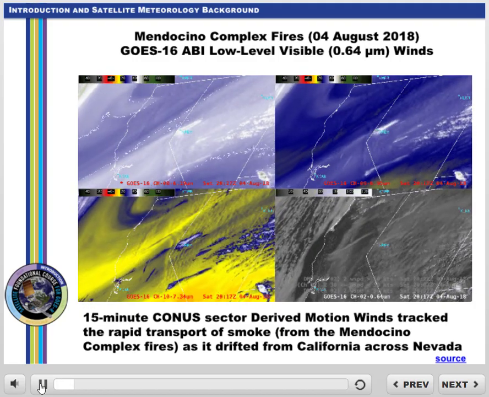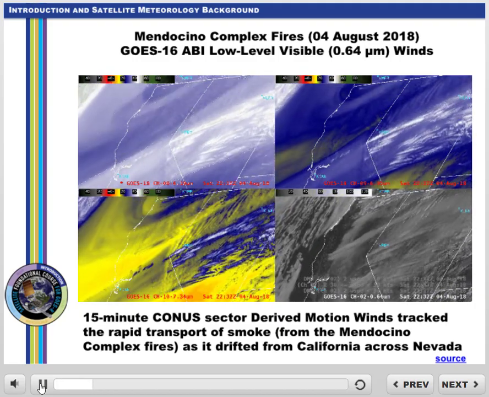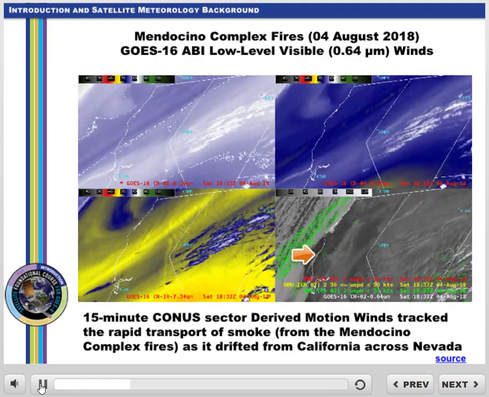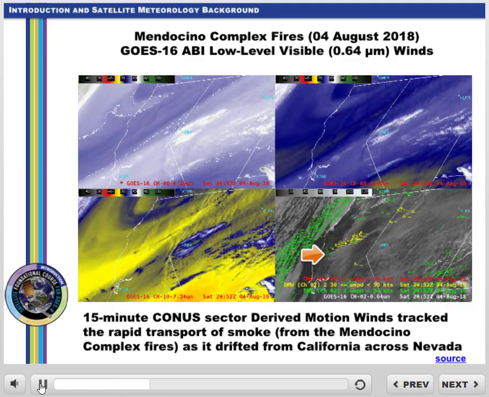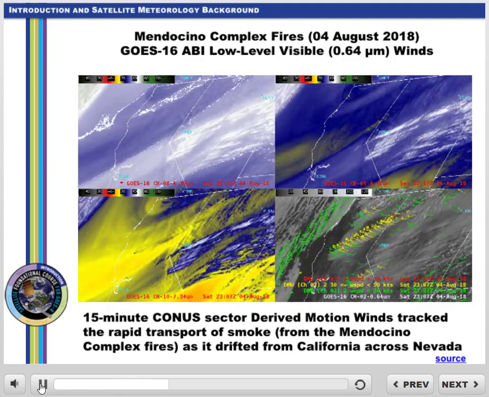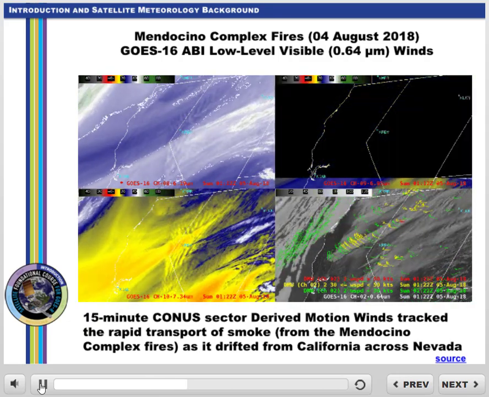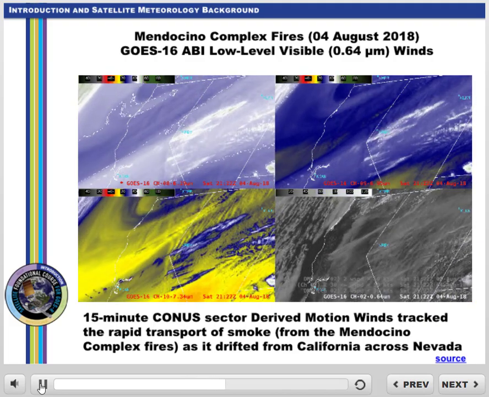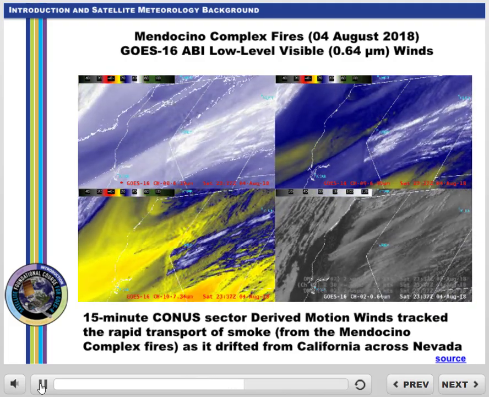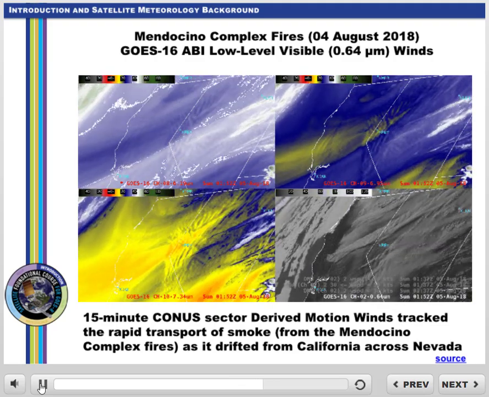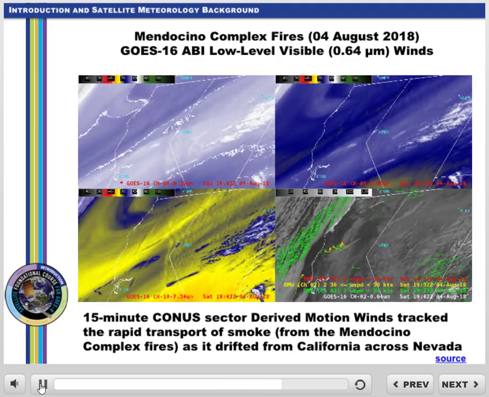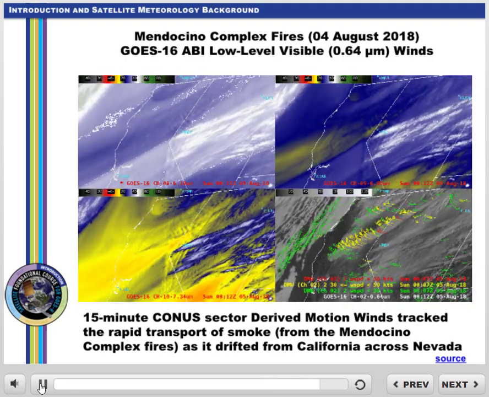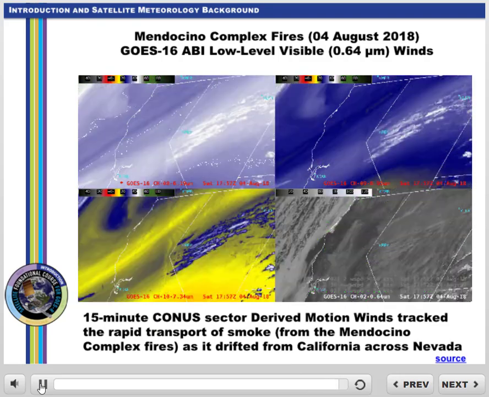These 15-minute CONUS sector visible derived motion winds track the rapid transport of smoke from the Mendocino complex fires as that smoke moved northeastward across California into Nevada. The visible winds, which are calculated from pressure levels at or below 700 hectopascals, showed the smoke moving as fast as 58 knots at 2337 UTC. That speed was nearly twice the speed of all 00 UTC radiosonde winds at or below 700 hectopascals from either Oakland, California, or Reno, Nevada. The derived motion winds here are likely showing a small-scale jet that is unresolved by the radiosonde network.